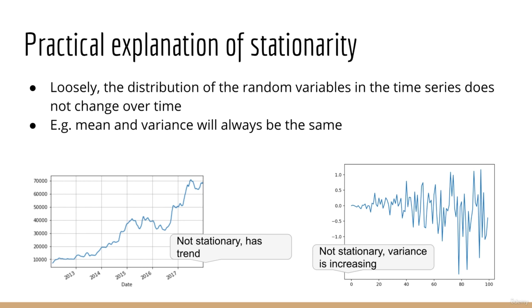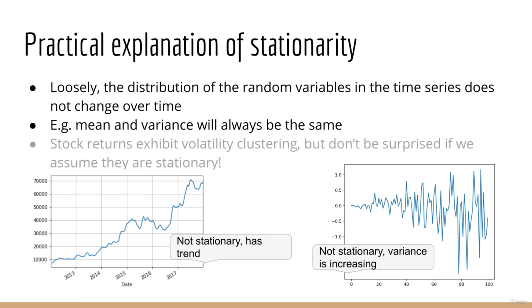Furthermore, when the variance changes over time, that is also not stationary. So, if at the beginning of a time series, the value only wiggles around a little bit, but then starts to wiggle around more and more later, then that's not stationary. We've seen this behavior in stock returns, which have heteroscedasticity. So, one might consider stock returns to be non-stationary. Although, it is often assumed that they are. So don't be surprised if we treat stock returns as if they are stationary in the future.